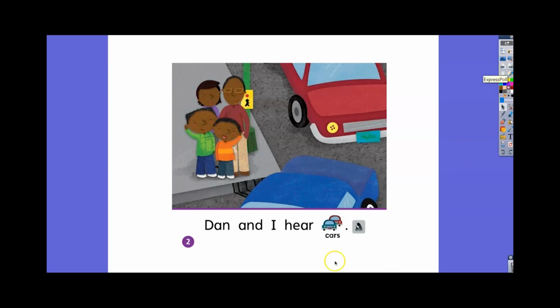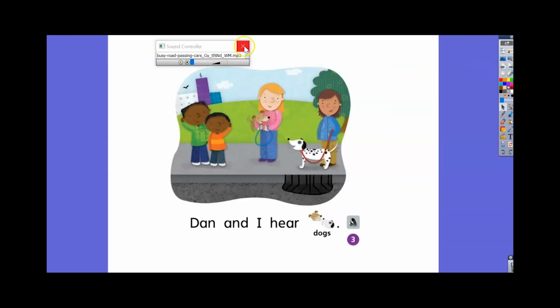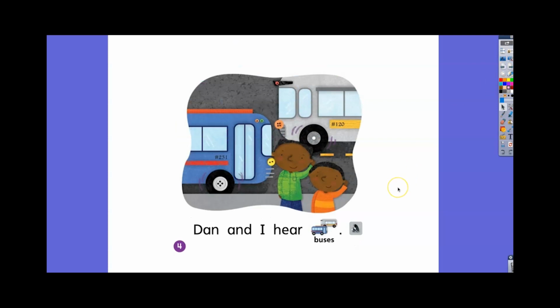Dan and I hear cars. Dan and I hear dogs. I want to hear that again. Dan and I hear buses.